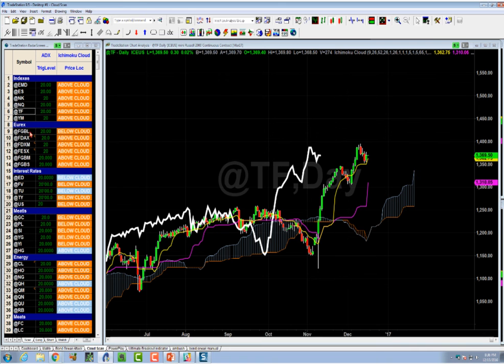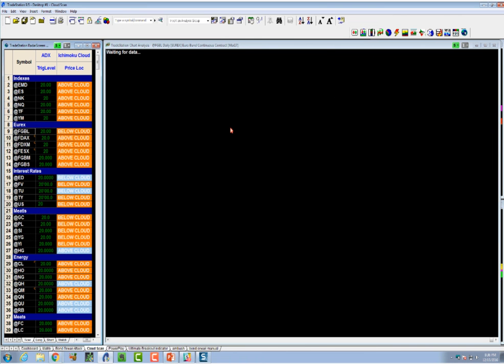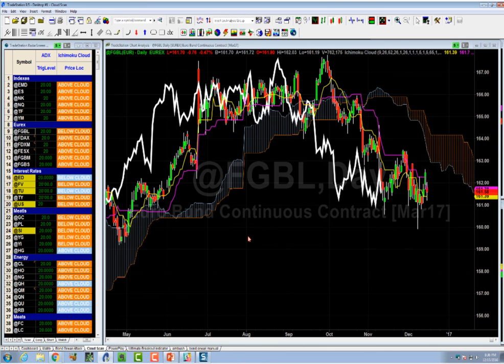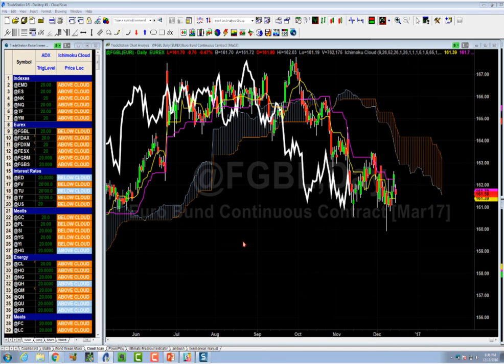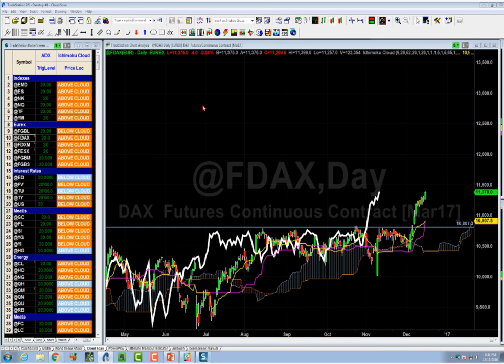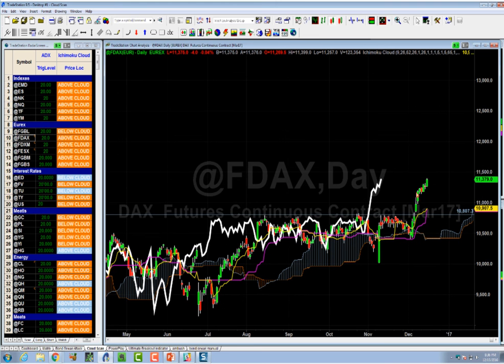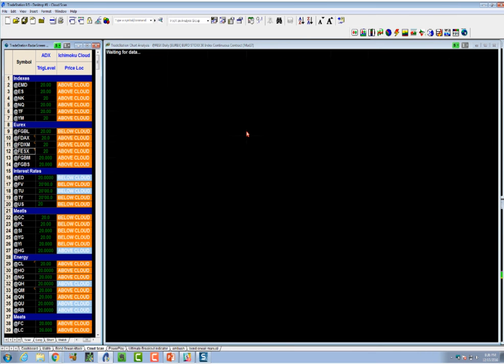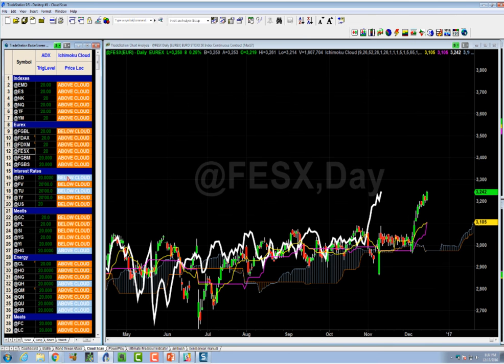So let's take a look at the Euro Bund. On the Euro Bund, what is that? Is that a long or a short? Yeah, that's a short all day long, right? All right, let's take a look at the DAX. What's the DAX? The DAX is a screaming long. Look at that thing. All right, let's take a look at the Euro Stoxx 50. Euro Stoxx 50, screaming long.